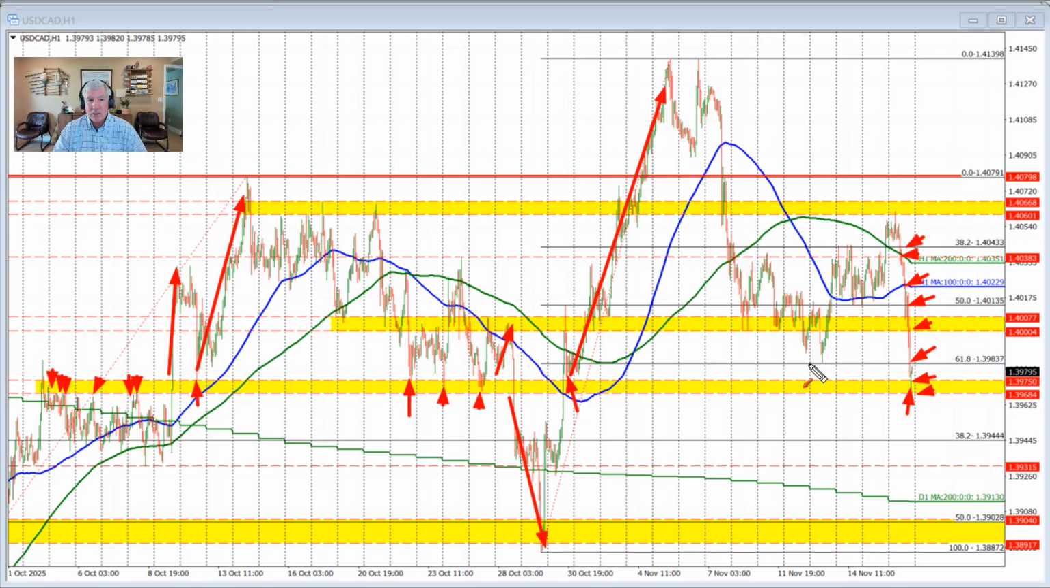If they get back above the 61.8% retracement, we could see further corrective action in this pair, but this whole swing area near the 1.40 level is now strong resistance, or I would expect it to be strong resistance. That's my look at the dollar versus Canada.